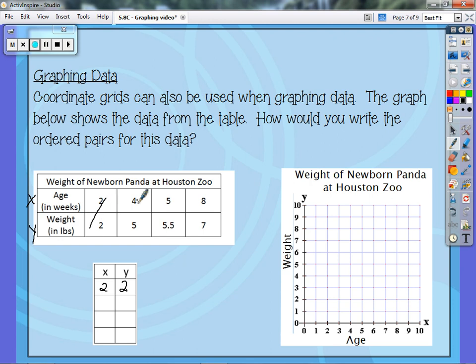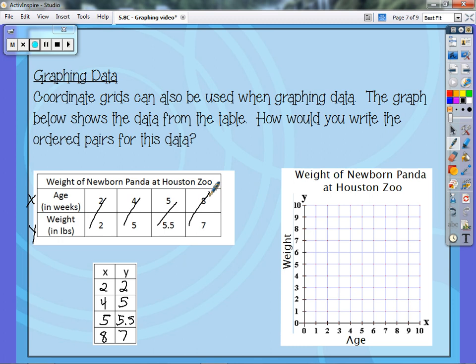Next one we have for x, we have 4. For our y, we have 5. So I'm going to cross those out. My next x, I have 5, and then for my y, 5.5. And then my last x, I have 8, and for my y, I have 7.